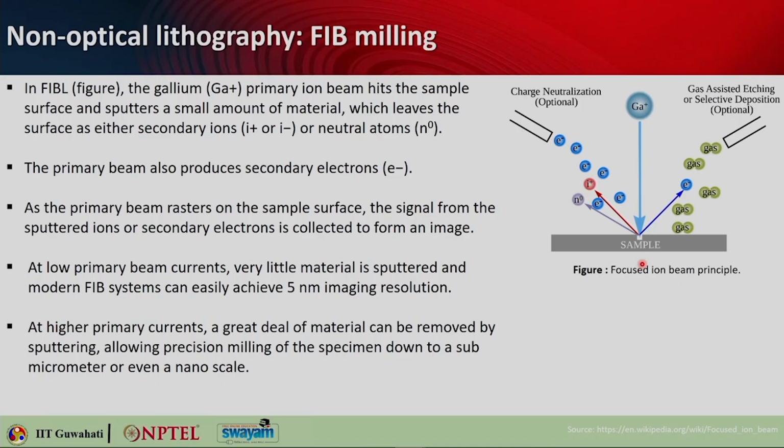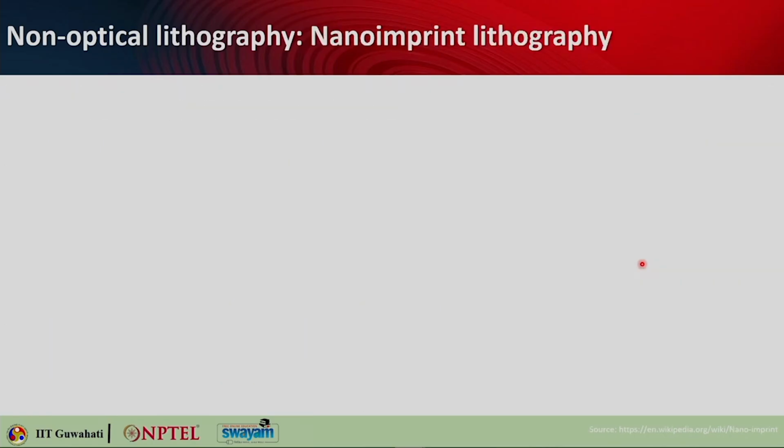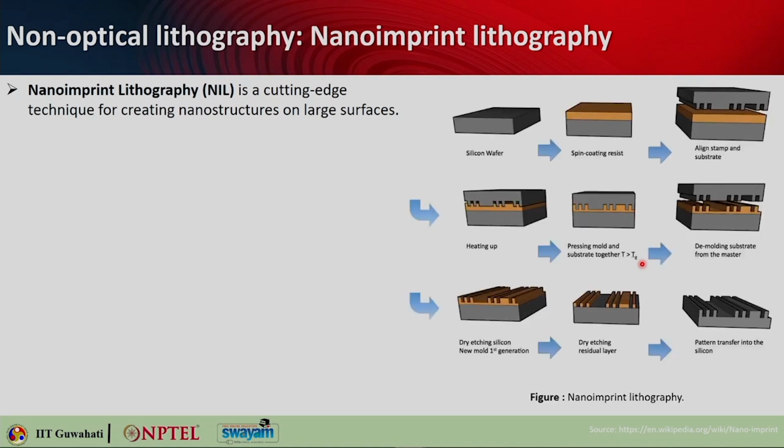So, this is how FIB milling is very popular. Last but not the least, a very important method in lithography is nano imprint lithography. Nano imprint lithography is also a cutting edge technique. It allows creating nanostructures on large surfaces. So, this is how it works.